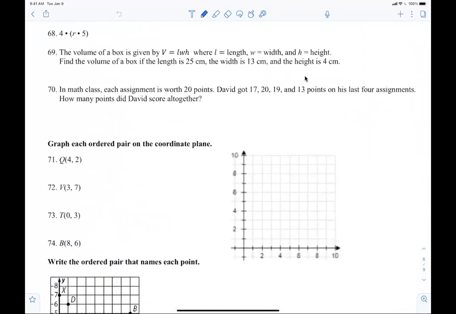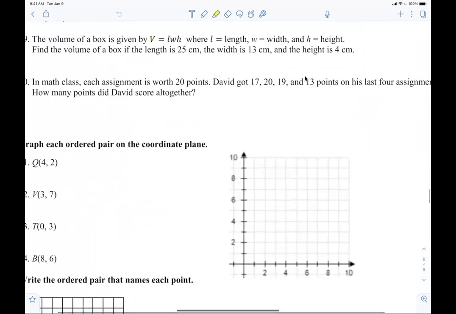It says the volume of a box is given by V equals length times width times height. So the volume is going to be multiplying those numbers together. So we're going to do 25 times 13 times 4. Is everybody okay with that? Yes. Now, instead of doing 25 times 13, what's the best thing to multiply first? What do you think? 25 times 4. Yeah, of course, you would multiply 25 times 4 first. So I multiply 25 times 4, and that's 100. And then 100 times 13 is obviously 1300.